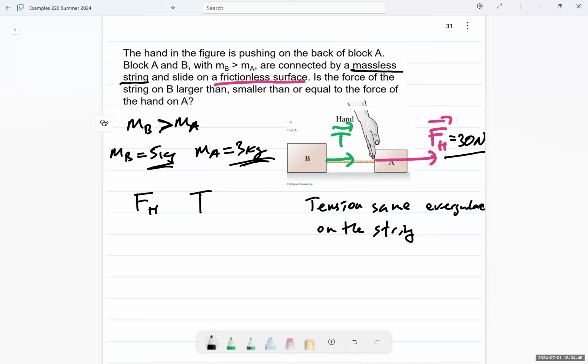So again, remember, if it was just this, then this 30 newtons divided by 3 kilograms would have given me 10 meters per second squared acceleration acting on A. That would have been it. But because B is now connected to A, it has to also push B indirectly. But is the amount of force acting on B, which is this tension, the same or different? That's what we want to know.